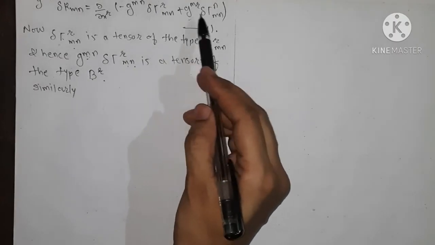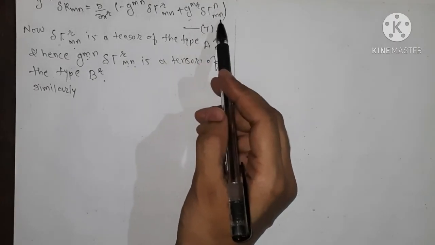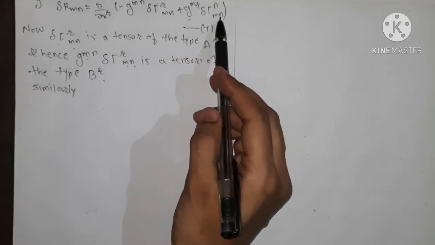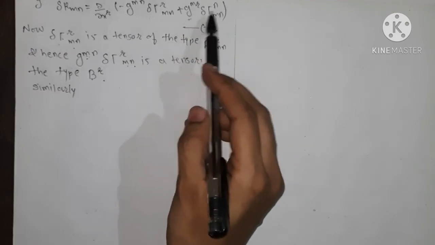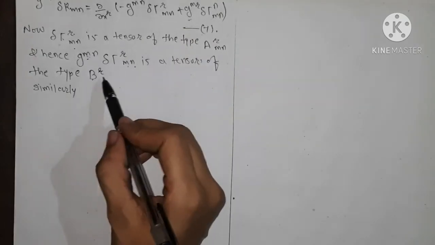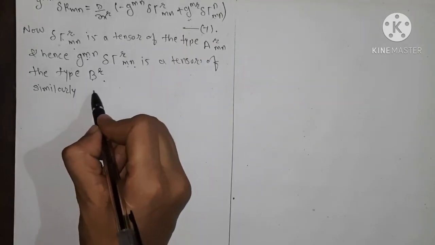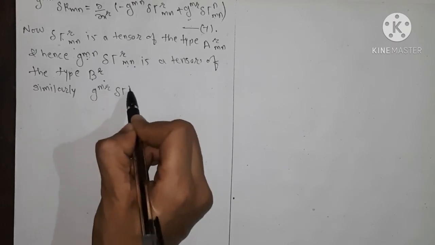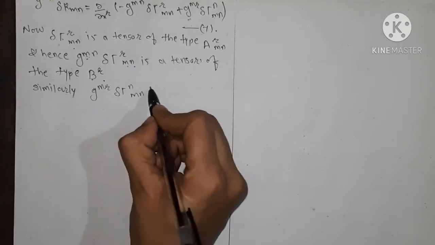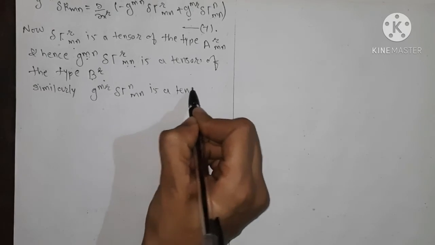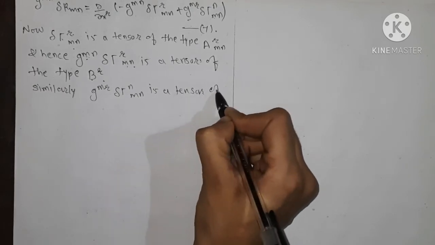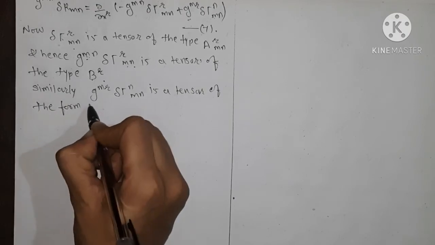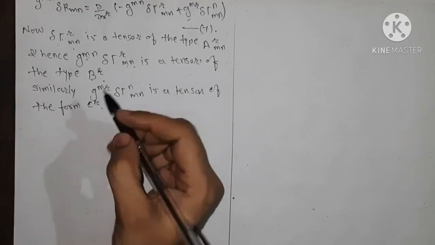Similarly, the form of this tensor g^{mr} δΓ^n_{mn}. Here m is a dummy suffix and n is a dummy suffix. So the form of this is also of the type C^r. Okay, so we write that g^{mr} δΓ^n_{mn} is a tensor of the form C^r.